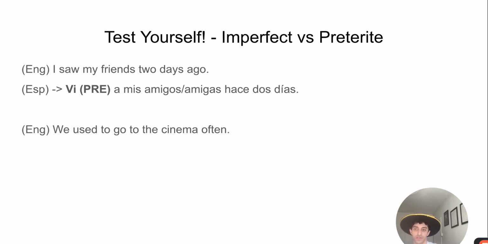Question number 2. The English sentence is, we used to go to the cinema often. So I'll give you a bit of time to think over how to put that into Spanish. Again, the main thing to look at is the verb. We used to go. Would you use the imperfect tense for that in Spanish or the preterite tense? And then put it in the correct form and then translate the rest of the sentence.